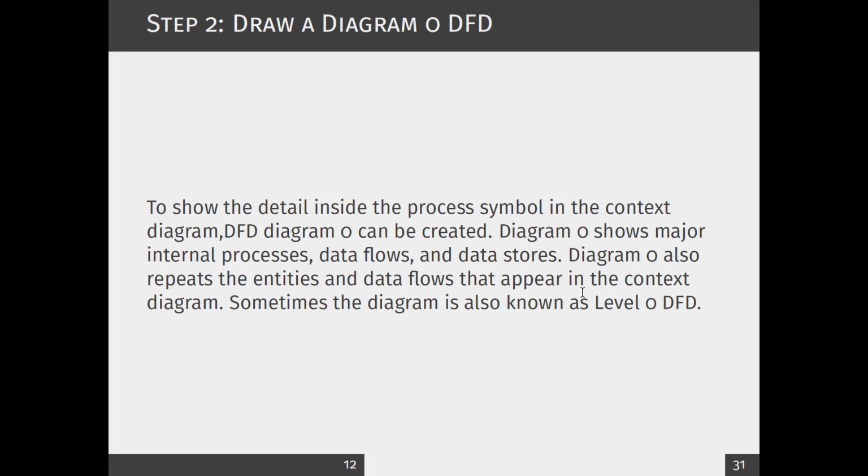Earlier we looked at only the whole system. This time we will select major processes. When you say major processes, you have to include other data flows as well as data stores. Diagram 0 or level 1 can repeat the entities and the data flows which appear in the context diagram. Sometimes the diagram is known as level 0 DFD. Right.